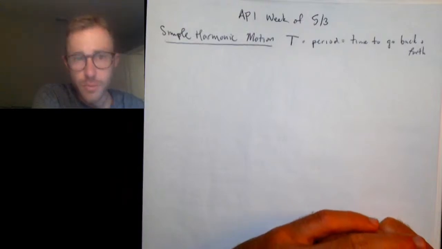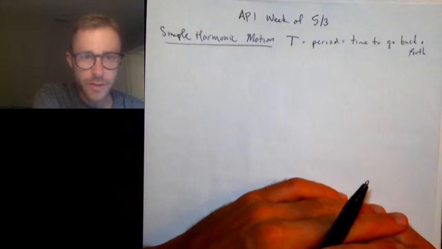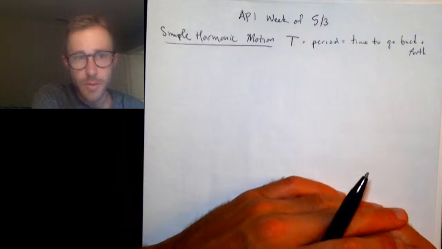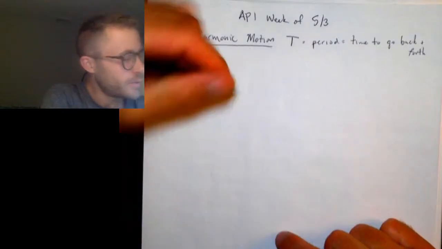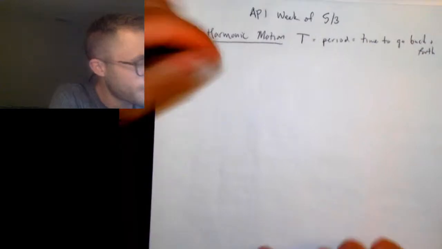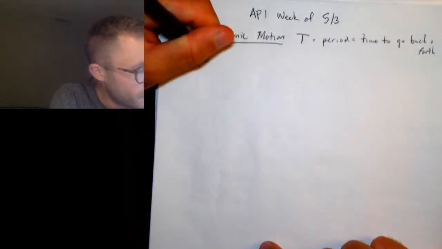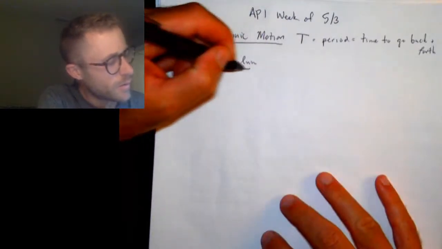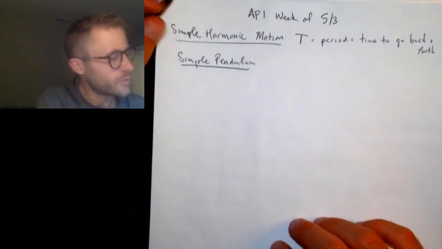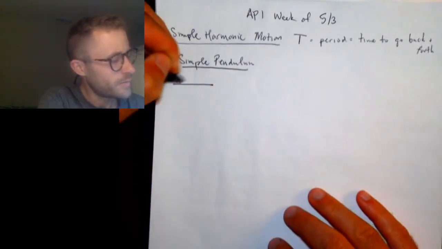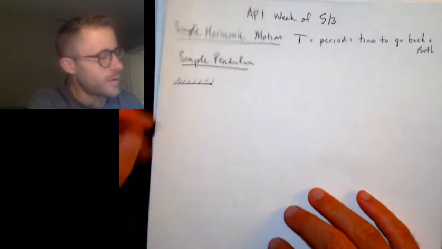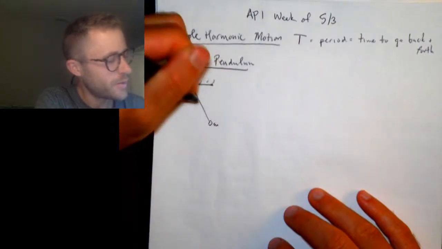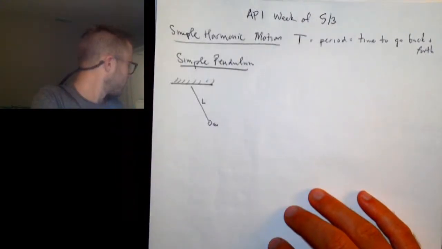There are two classic experiments that you can do with simple harmonic motion. The first one is a simple pendulum, where you have a ceiling and a pendulum bob, which has a mass m, and a string with a length L.